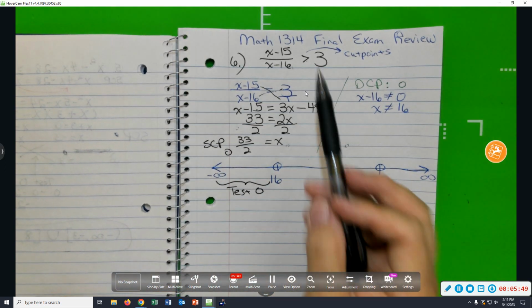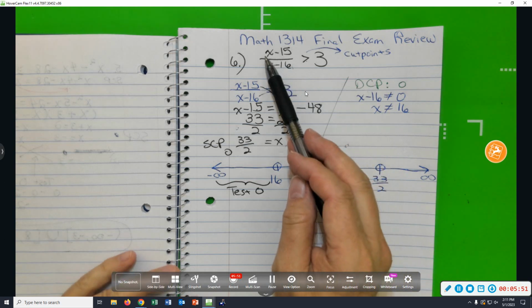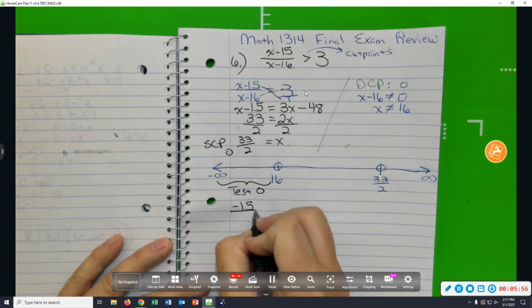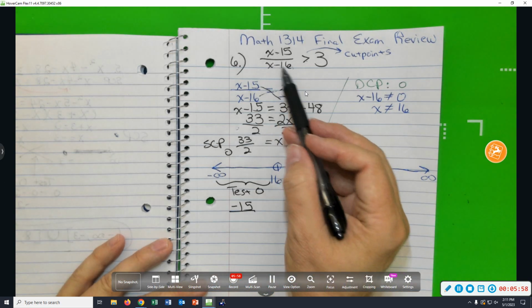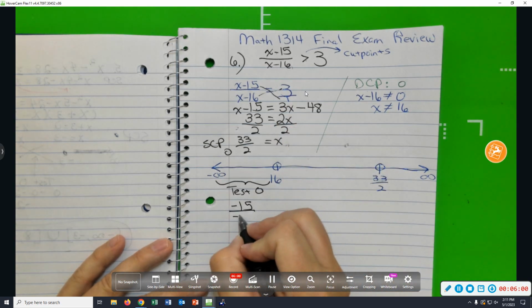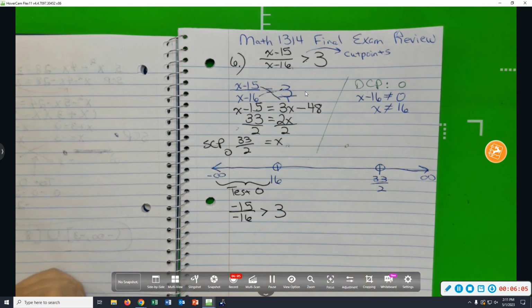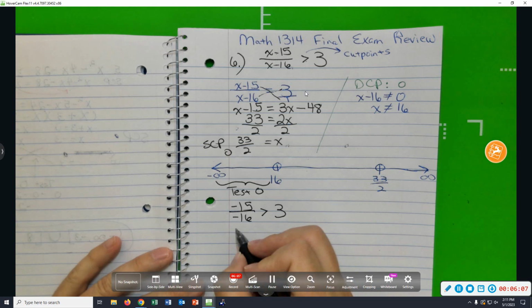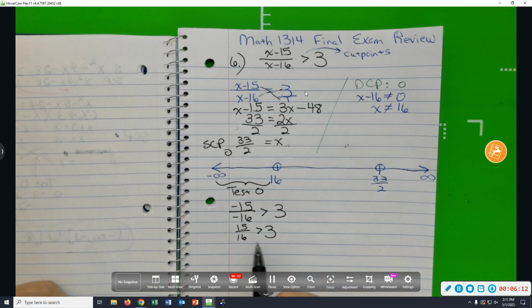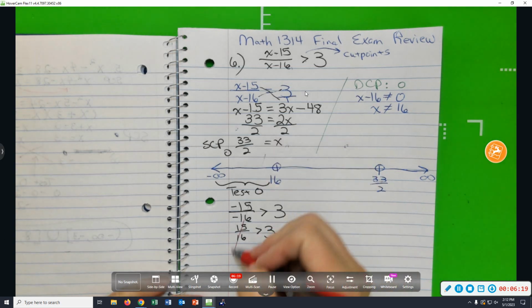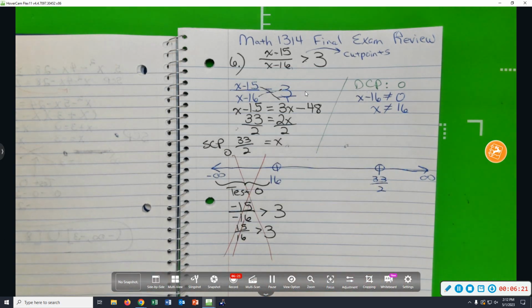I'm testing it in the original problem. 0 minus 15 is negative 15, all over 0 minus 16, which is negative 16. Is that bigger than 3? Negative divided by negative, that's a positive 15/16. Is that bigger than 3? Certainly not. That number's less than 1, so that cannot be true. So we cross that out.